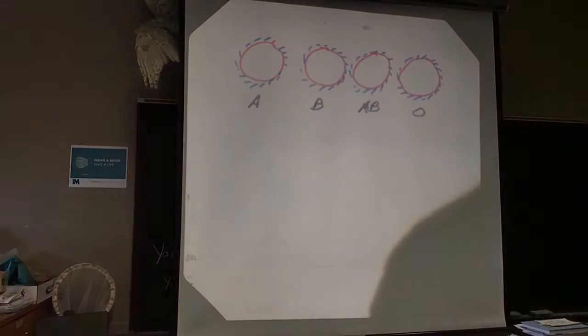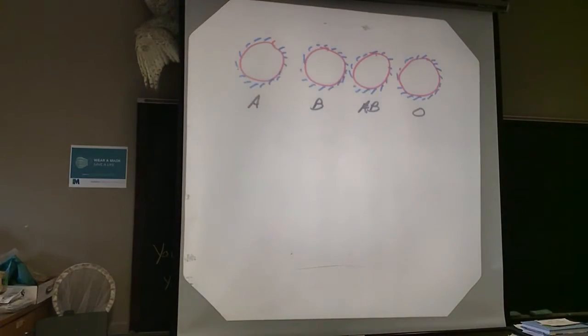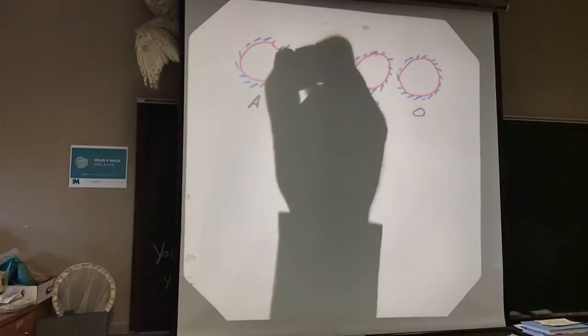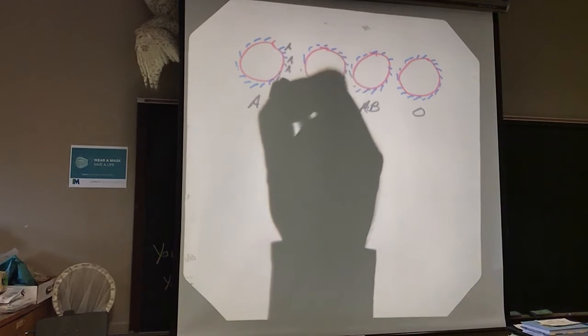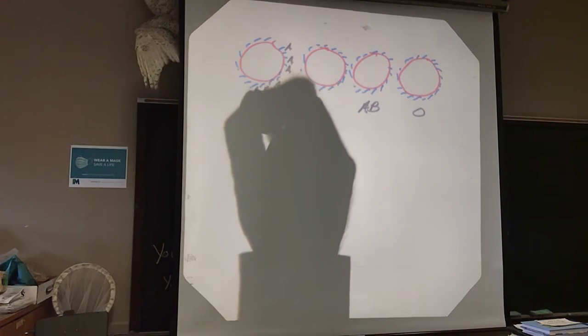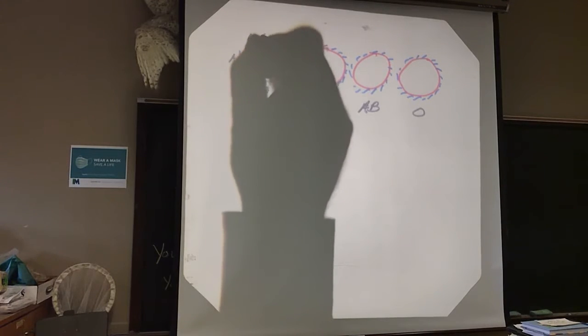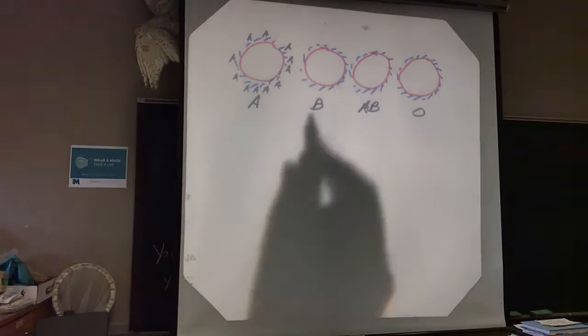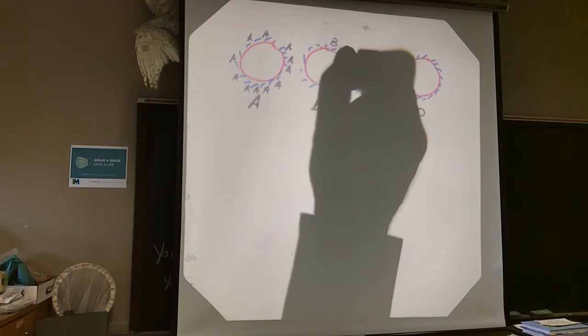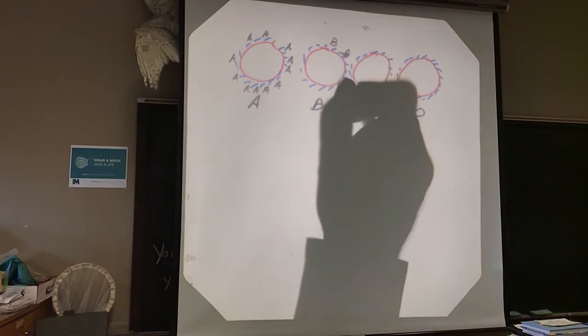So to make this simple, we're going to say that on your A blood, you have A antigens. Now, it's not an accident that I'm not attaching them to all the little blue things, because they don't actually wind up on every single one of your bases. And in B, you got Bs.